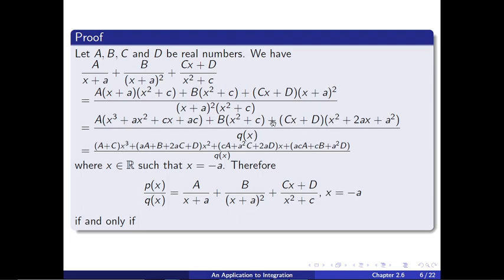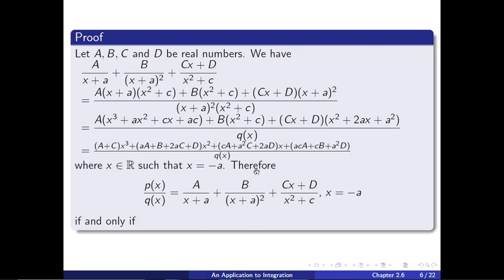So we continue like that up until we have all the coefficients of x cubed, all the coefficients of x squared, all the coefficients of x, and all the constants, right? And where x is a real number such that x is not equal to a, so that is supposed to be not equal to a, right?